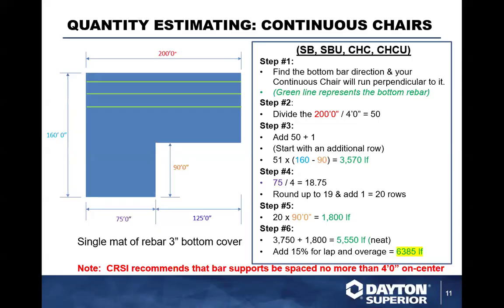Basically, altogether about 6,300 feet for the upper slab. So running the calculations is fairly quick and easy. We're here at Dayton Superior to help you out with any of your situations, if you need some assistance with how to run the calculation or how to actually run it through.